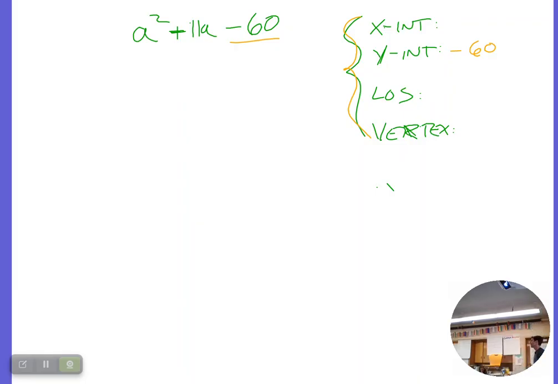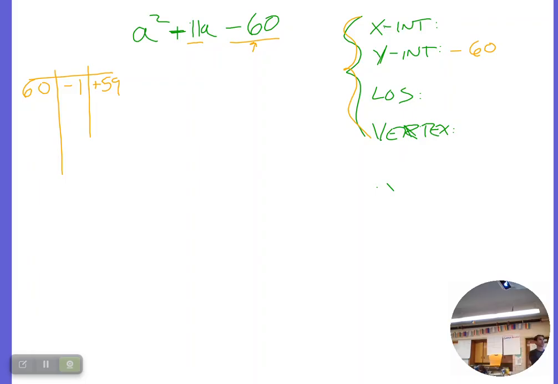To find the x-intercepts, we must factor. So the question is, what times what is negative 60, but adds together to get positive 11? Let's make some factor pairs. Could someone give me two numbers multiplied together that equal 60? 1 and 60. One has to be negative and one positive, so 60 and negative 1. When I add 60 plus negative 1, I get positive 59. Did that work? No. Give me another pair.